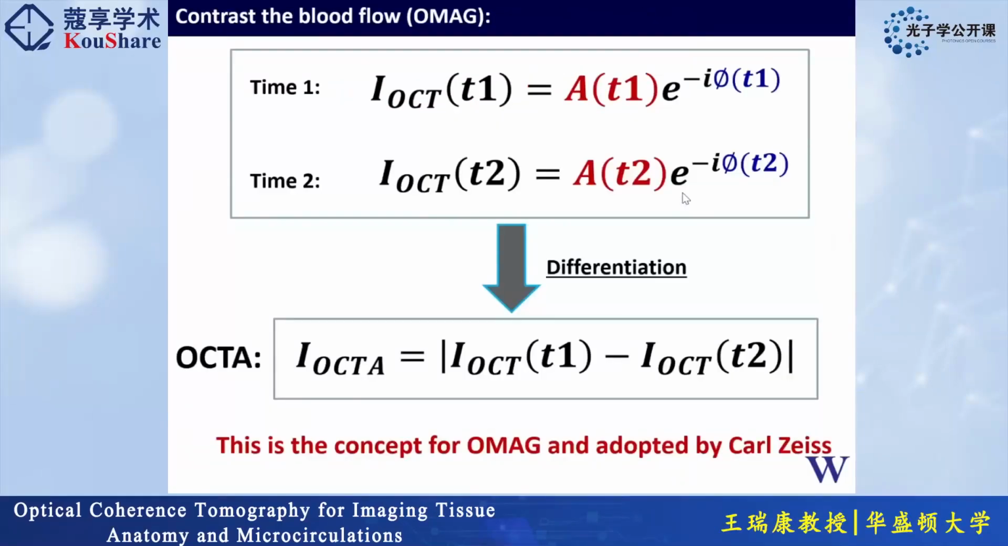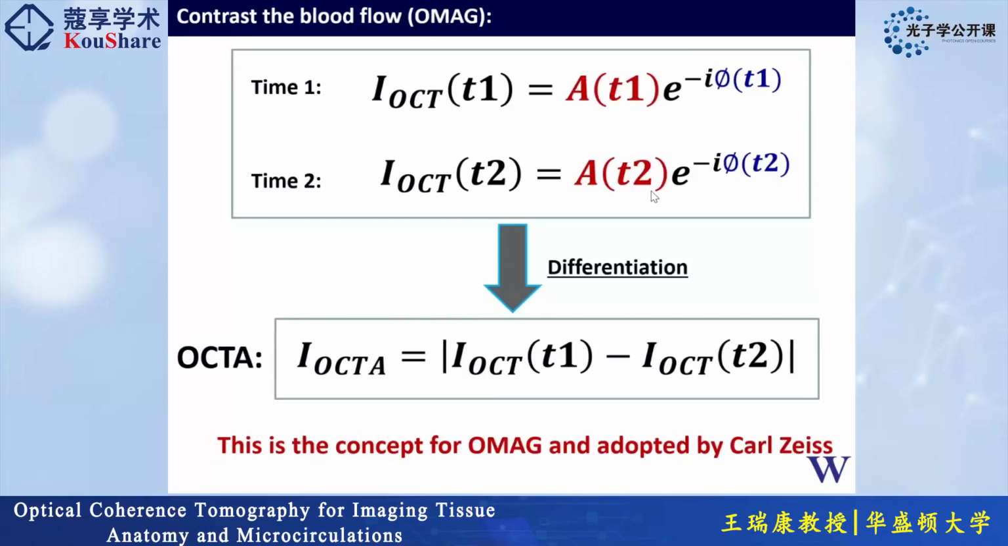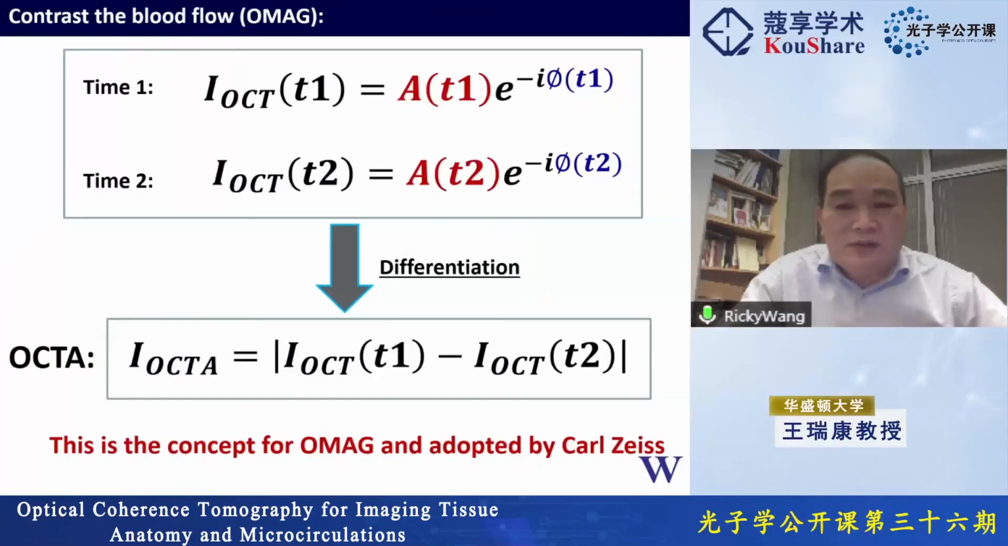Okay, I just talked about how to use OCT to look at the vasculature or functional blood flow in biological tissue. The concept is really simple: you just take 2 scans and do a subtraction or differentiation. So this is the key concept for OCT to look at blood flow.